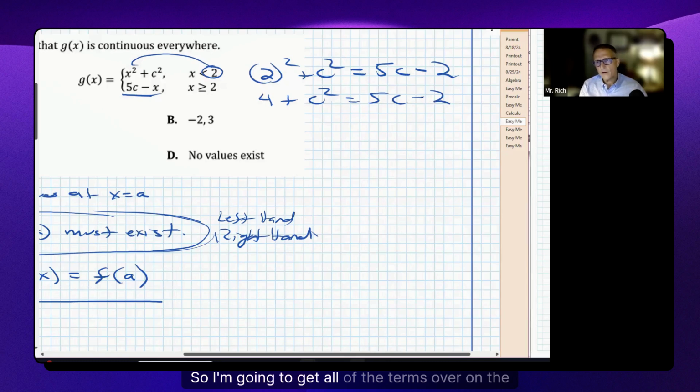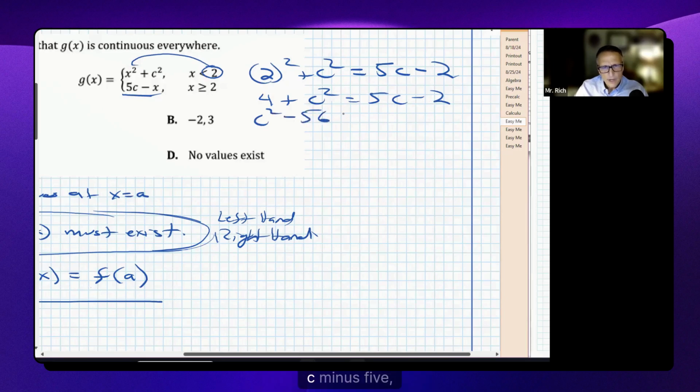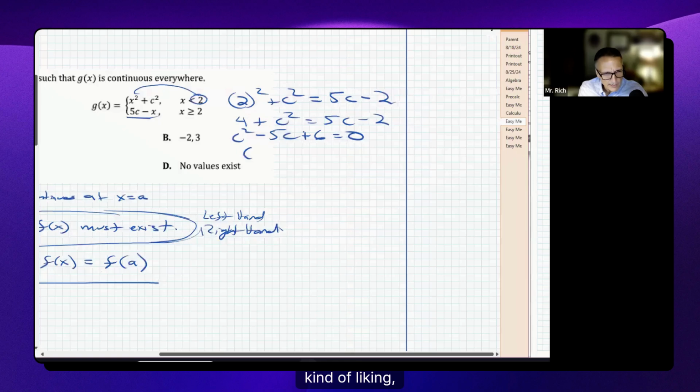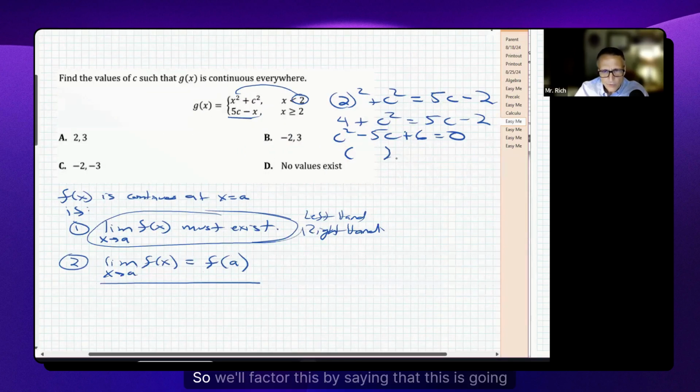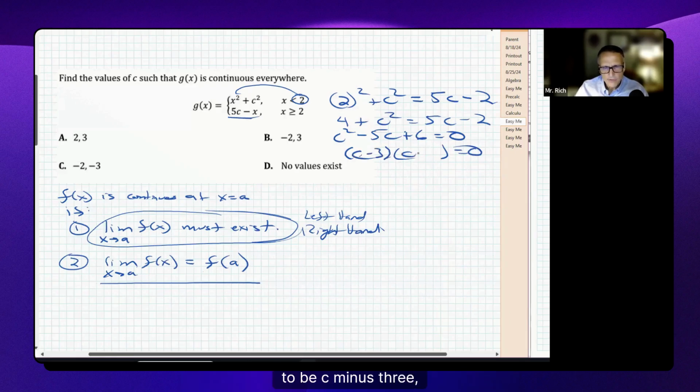So I'm going to get all of the terms over on the left-hand side. So we'll do c squared minus 5c plus 6 equals 0. We'll solve this by factoring. We're looking at our answer choices. We can keep our eye over there. I'm kind of liking, well, there's lots of 2's and 3's there. So let's finish the problem out. So we'll factor this by saying that this is going to be c minus 3, c minus 2. And therefore, c could be a 3 or c could be a 2.